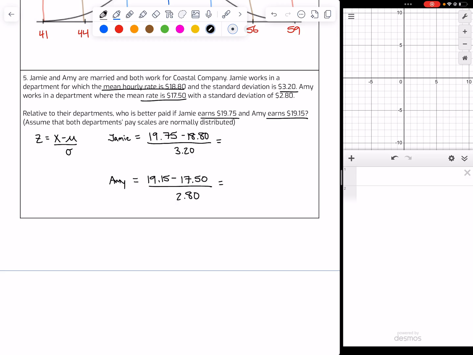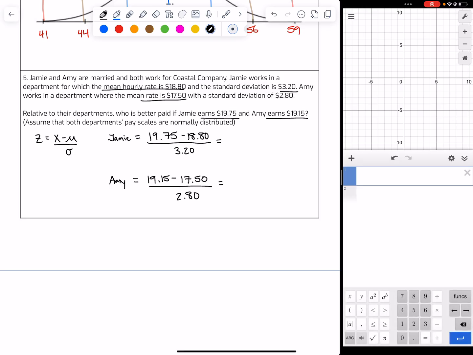All right, so let's find the z-score and then we can compare. So I'm going to group the numerator together so I can type it all in at once. So I'm going to type 1975 minus 1880 all divided by 320. And I get 0.297.